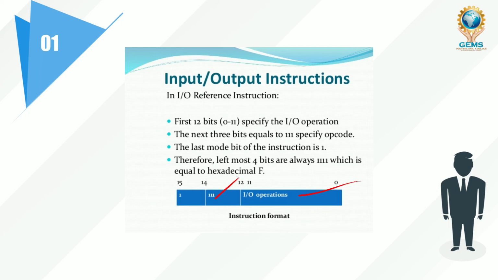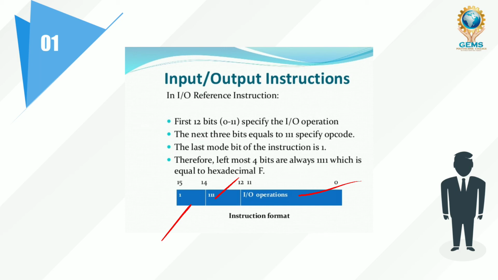And then the next 3 bits will specify the opcode. Opcode, all of you know, tells which kind of operation should be performed. And the last one is the mode bit of the instruction, which is 1. Therefore, the leftmost 4 bits are always 1111, which is equal to hexadecimal F. So these all are the types of instructions.